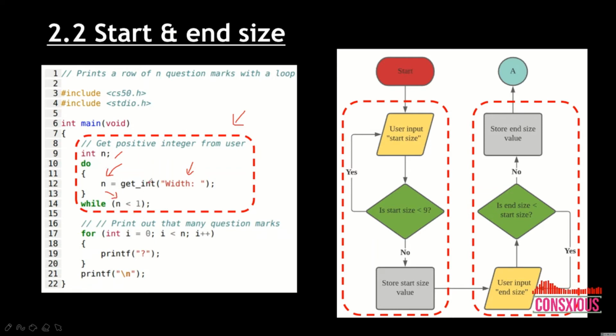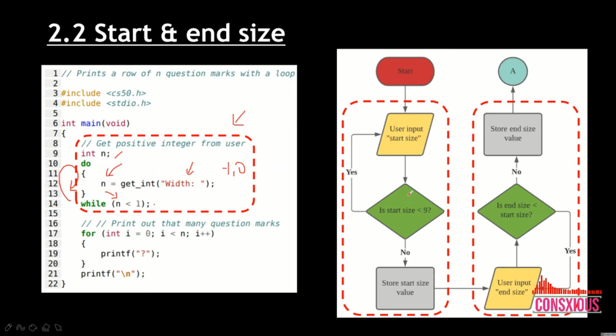If the user keys in -1, -1 is less than 1, it's true, so we will go again. If the user keys in 0, 0 is less than 1, it's true, so we go through the loop again. This is a similar case to what we are having here.